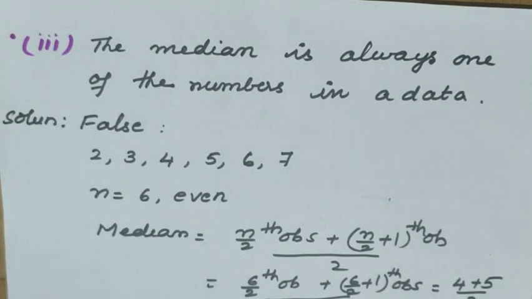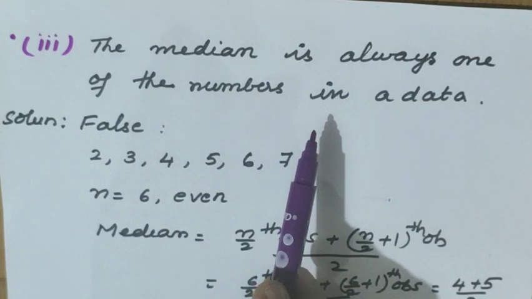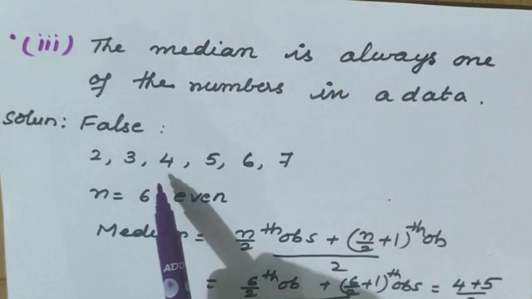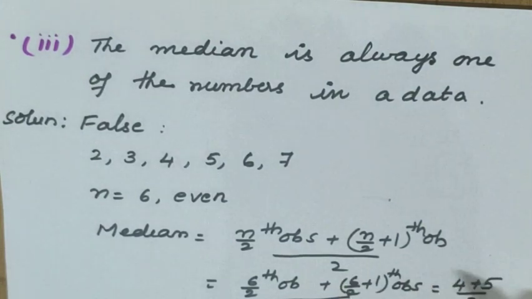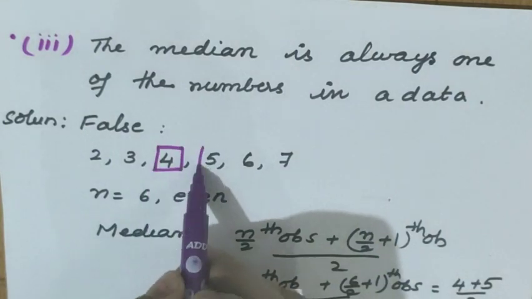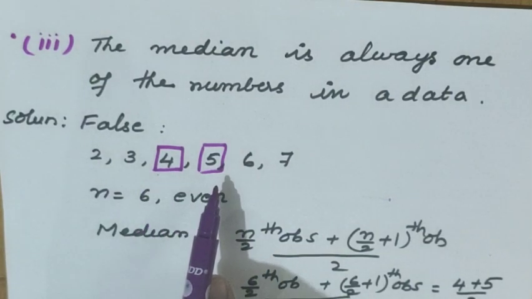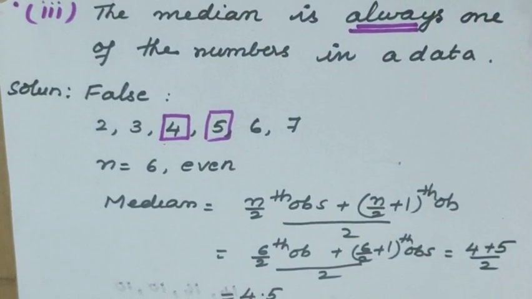Next question. The median is always one of the numbers in a data. It is false, because we have odd numbers of observations and even numbers of observations. With an even number of observations, for example 2, 3, 4, 5, 6, 7, there are 6 observations. So the median equals the average of the middle two, the third and fourth observations, which are 4 and 5. 4 plus 5 by 2 equals 4.5. So 4.5 is not there in the given data. That is why we say it is false, right?